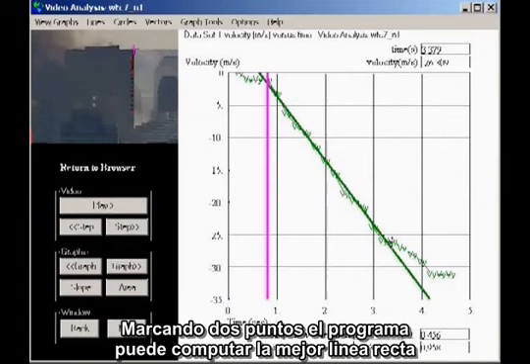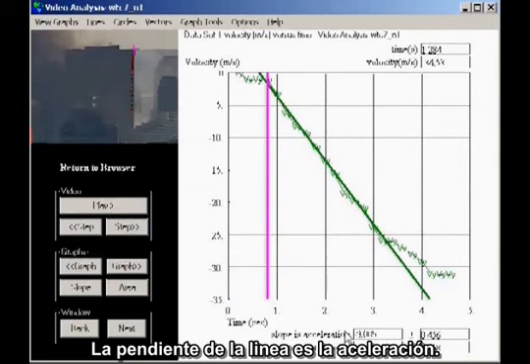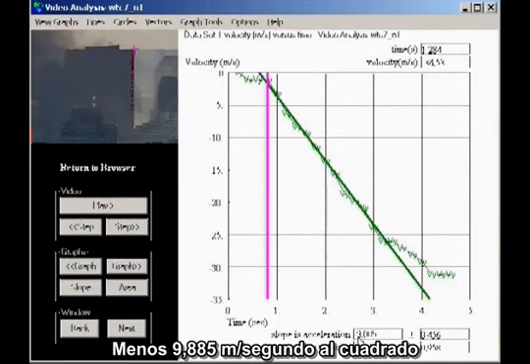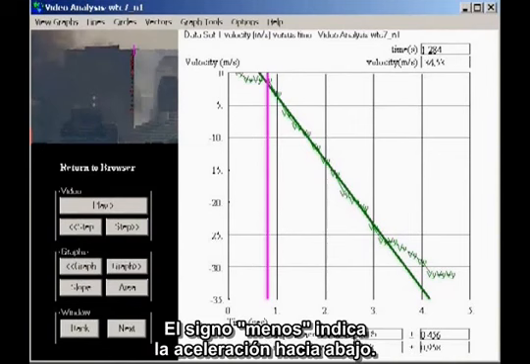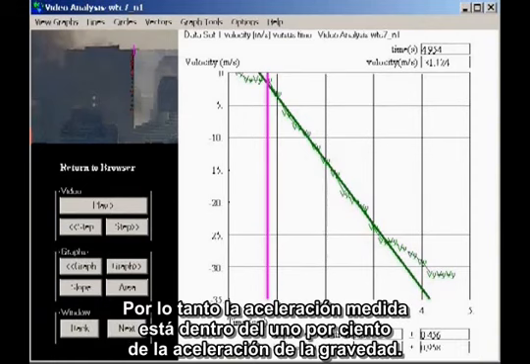By marking two data points, the program can compute the best straight line to fit the data for the linear portion of the graph. The slope of the line is the acceleration. Down here at the bottom, the computed acceleration is shown, minus 9.885 meters per second squared. The minus sign indicates downward acceleration. The acceleration of gravity for New York City is 9.802 meters per second squared, so the measured acceleration is within 1% of the acceleration of gravity.